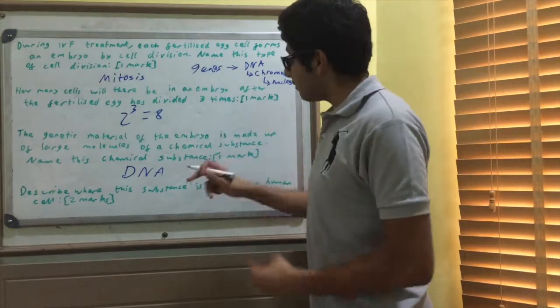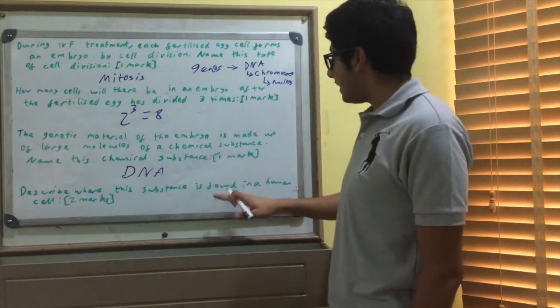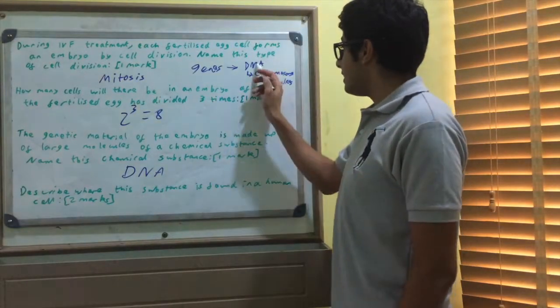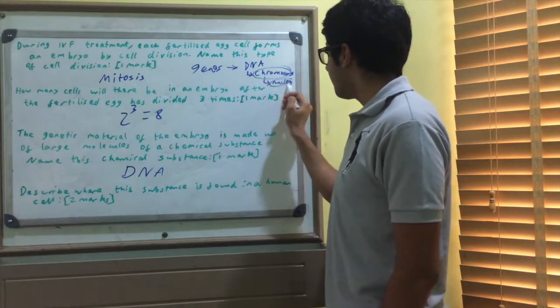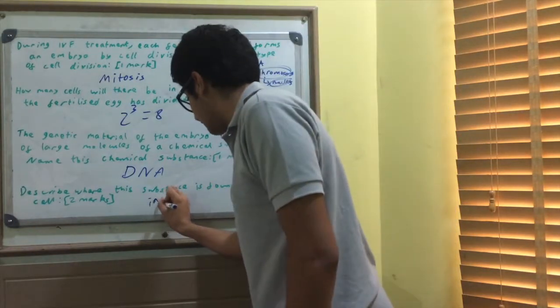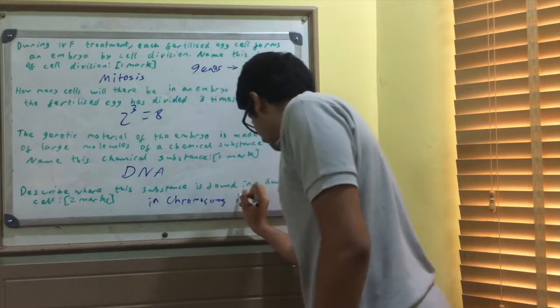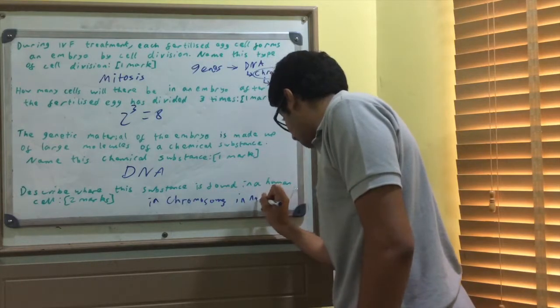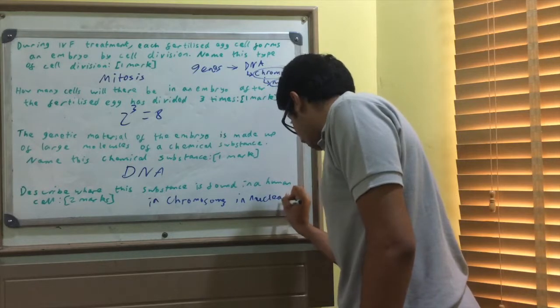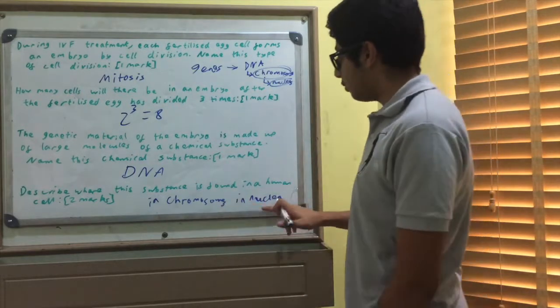So a segment of DNA is a gene. But now I want you to find out where the DNA is found. DNA is found in the chromosomes, found in the nucleus. So if you write in the chromosomes, in the nucleus, there are your 2 marks. 1 mark for chromosome, 1 mark for nucleus.